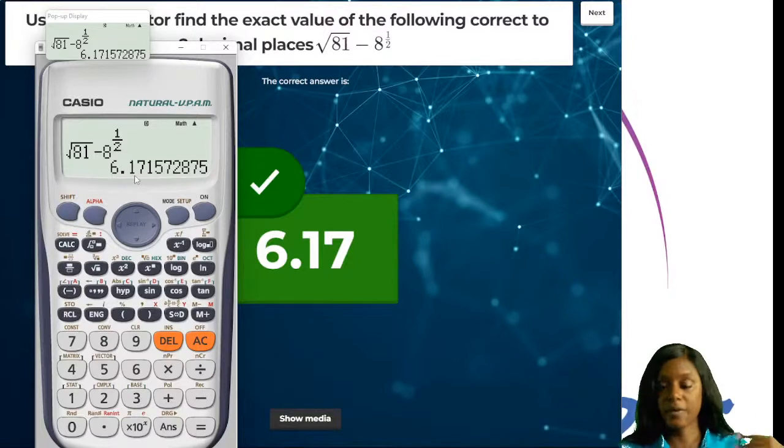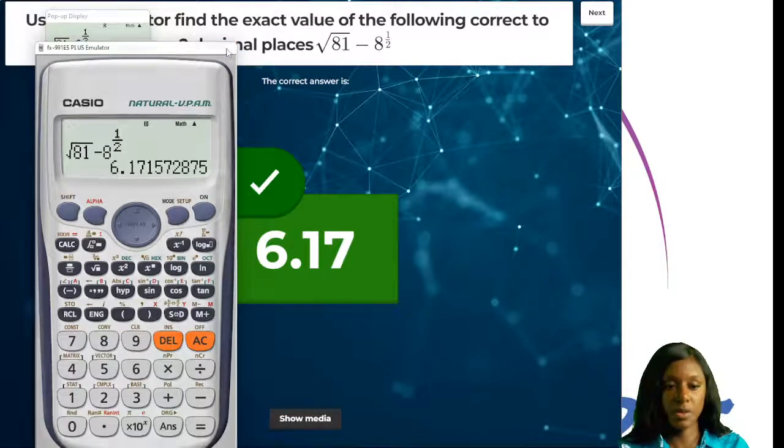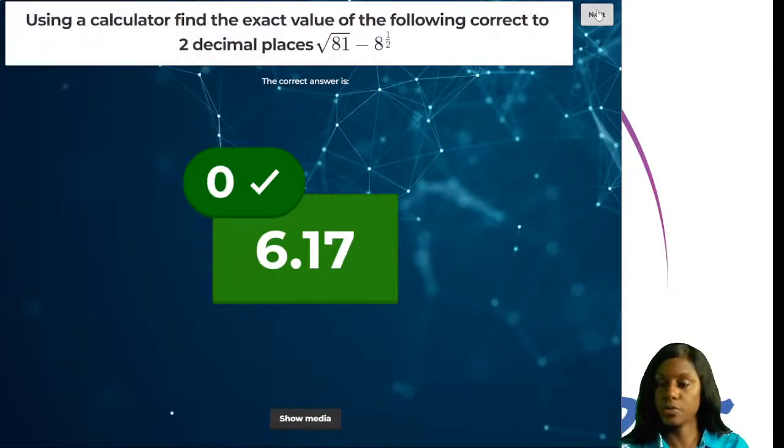Again, I have a feeling that's because you do not know where your keys are on your calculator. So send me a message, WhatsApp me, go to my website. You can get my number on there, and you can get my email address on there for those of you who do not know.